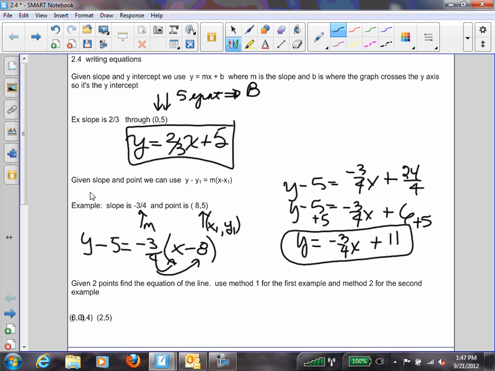Why? Because our format says y minus y1 and x minus x1. And so since x is just 8, we're just going to plug it in. We don't have to worry about changing the sign.